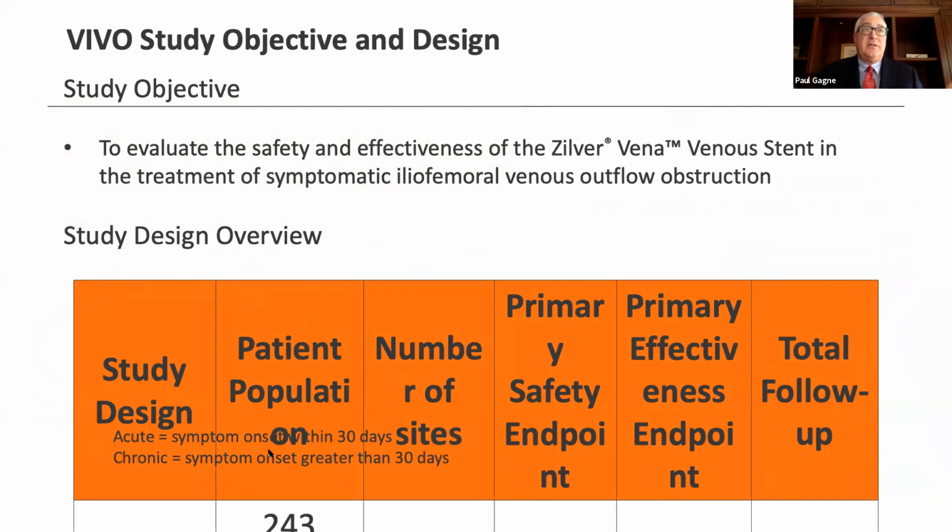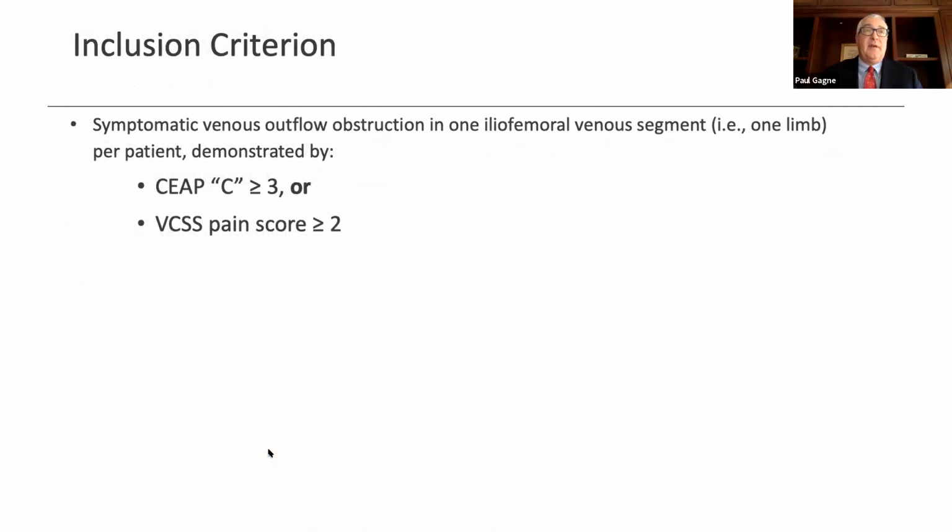This was a similar study design as the nitinol stents we've talked about, a prospective non-randomized multi-center trial. This included both patients with chronic disease and acute DVT. Different than the other studies, the VIVO trial required that 30% of the patients present with acute DVT. They also had to have a CEAP clinical score of greater than or equal to 3 and a VCSS pain score greater than 2.